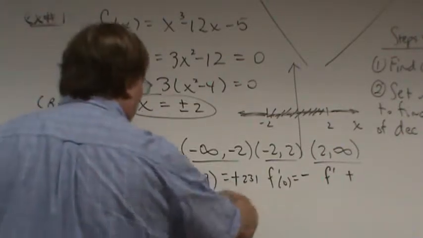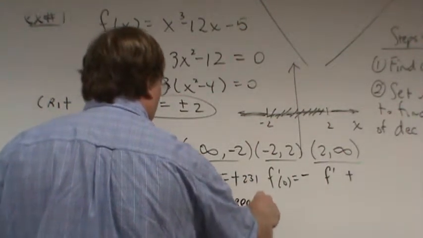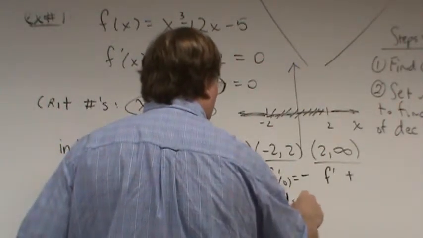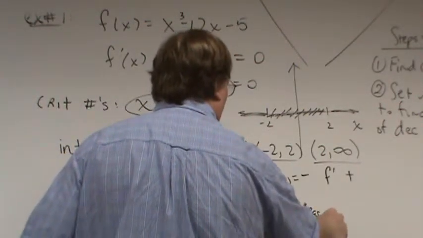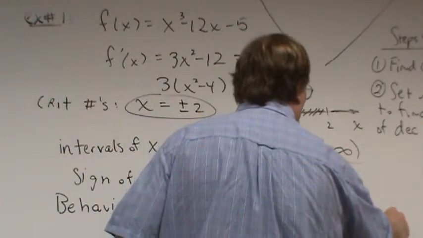Okay, well, anyway, behavior of f. Because I'm positive, I'm increasing on this interval. Because this f prime is negative, I'm decreasing on this interval. And then because this f prime is positive, I'm increasing on this interval.